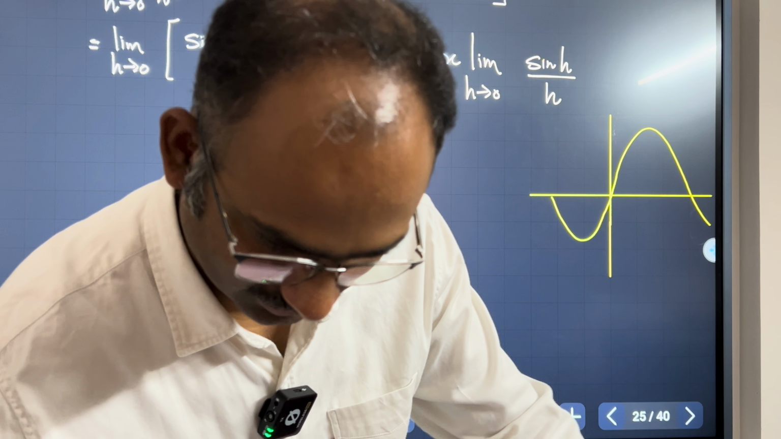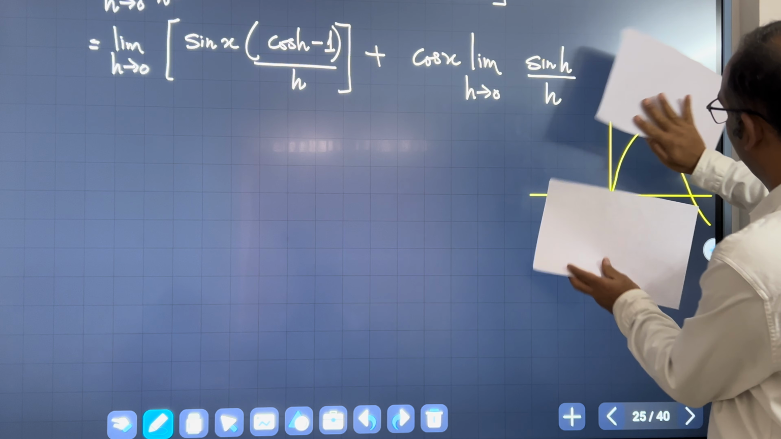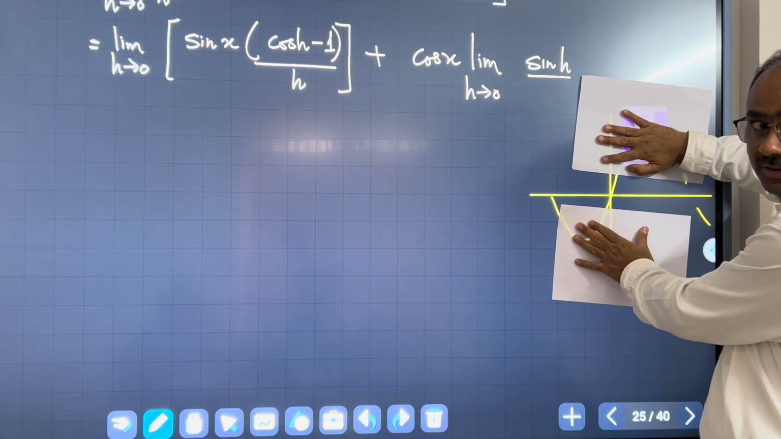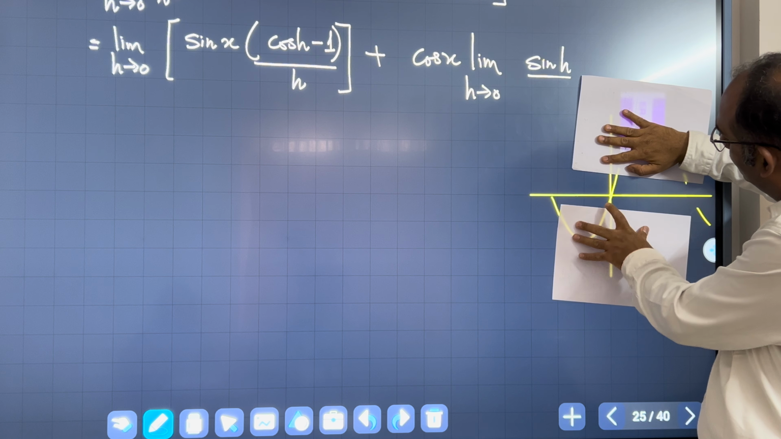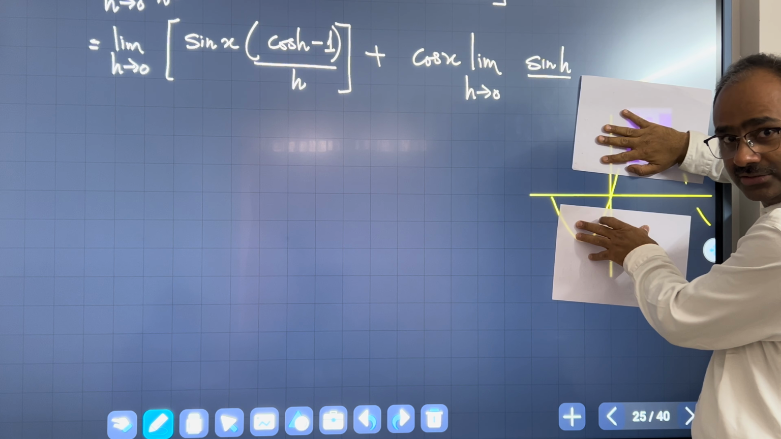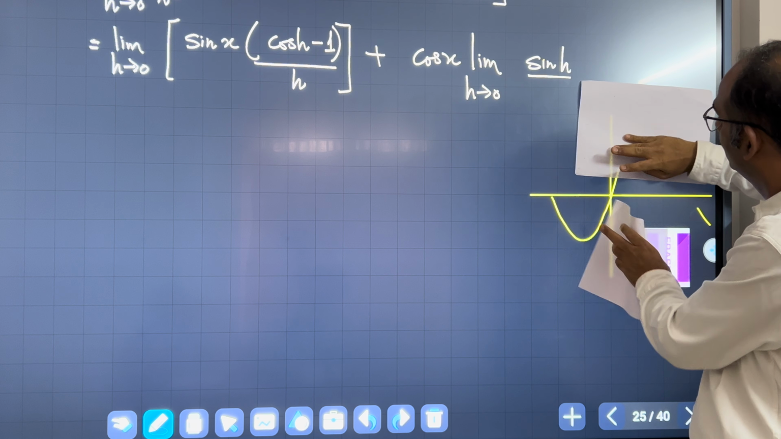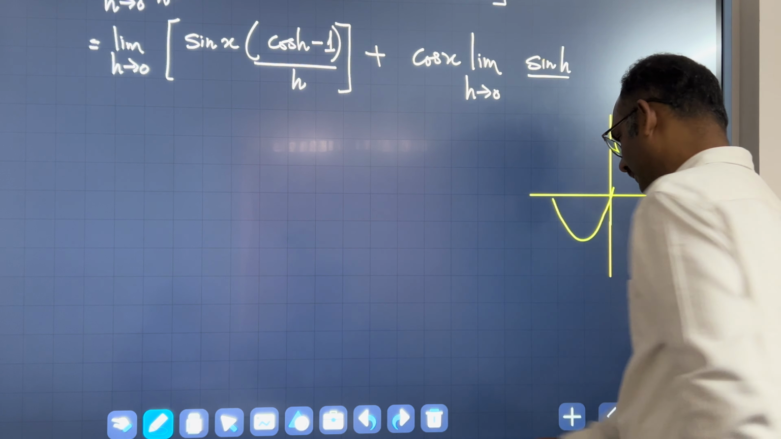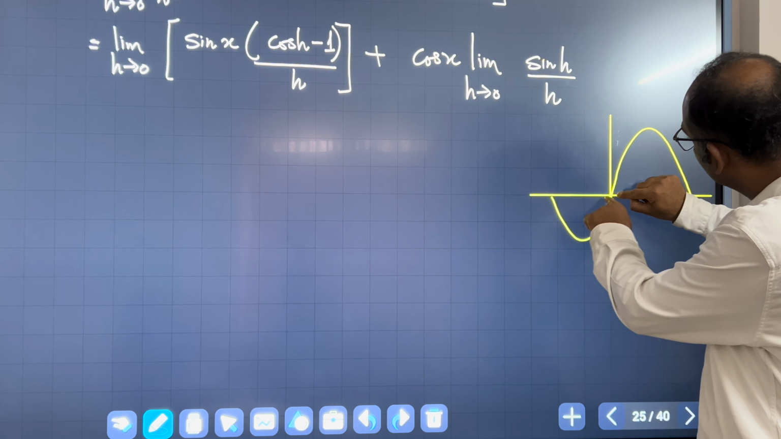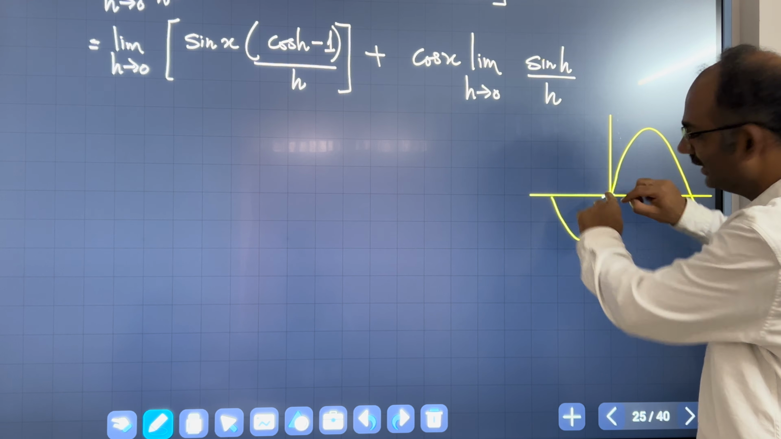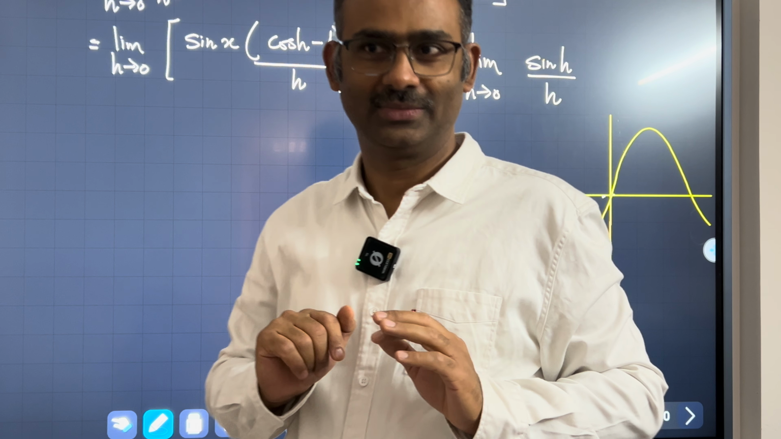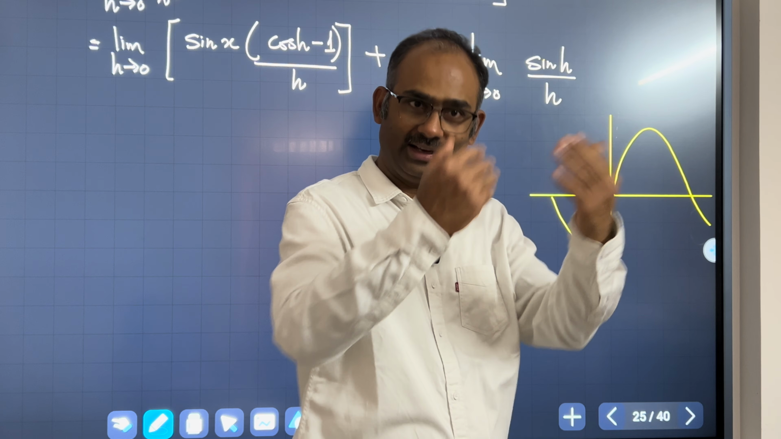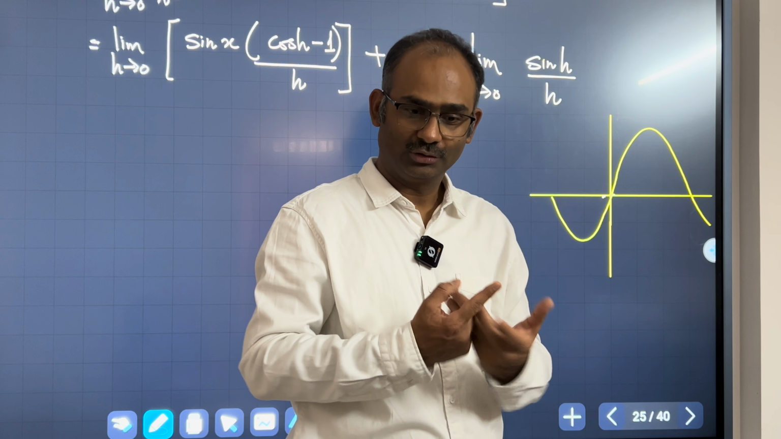Imagine just looking at this part. Do you see a straight line at 45 degrees? In the neighborhood of the origin, it's a straight line at 45 degrees. So the function sine of x, for very small values of x, very close to x equal to 0, is almost like x. If it is almost like x, then sine of h is almost like h. h divided by h is 1. So the limit will be 1.